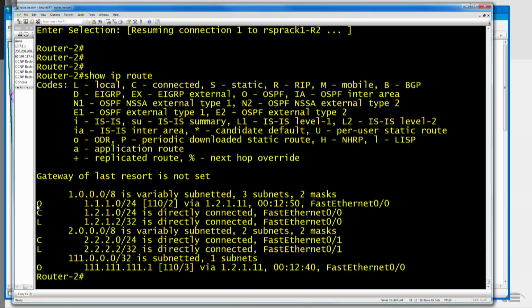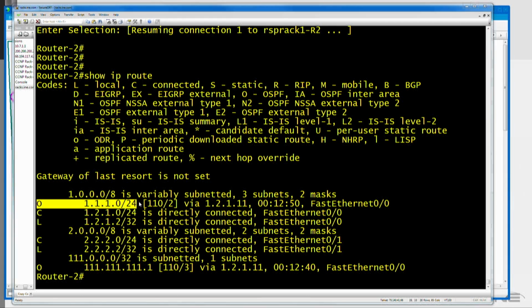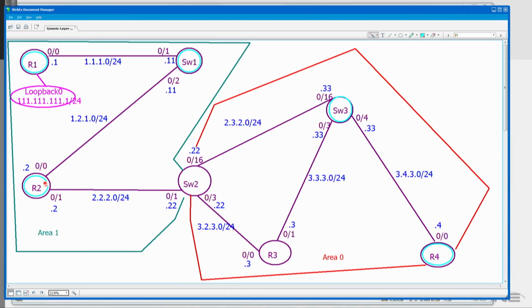And notice when a route is prefaced with just the letter O, that means that it is an OSPF intra-area route. What does that mean? That means that this route actually lives in the same area where this local router is. In other words, router 2 says, okay, the 1.1.1.1 and the 1.1.1.0, they both reside in area 1. And I live in area 1. So that is an intra-area route.